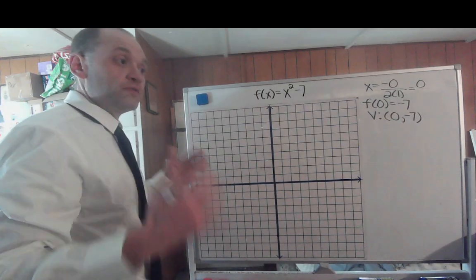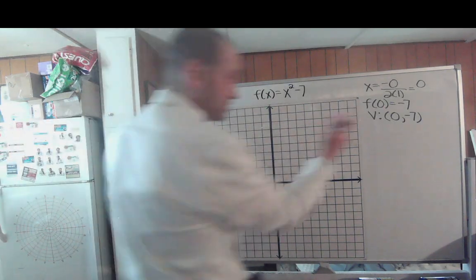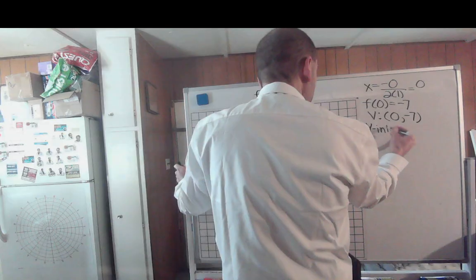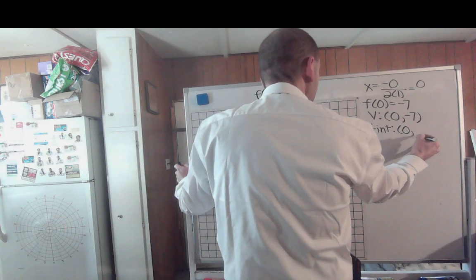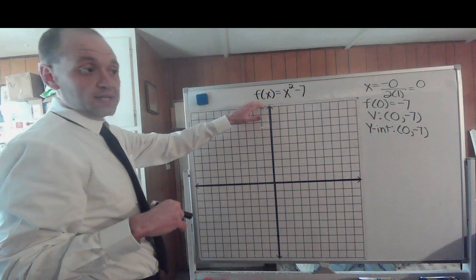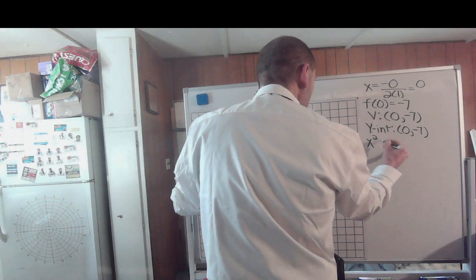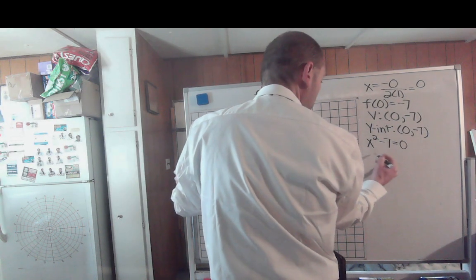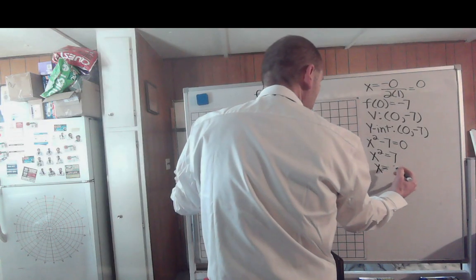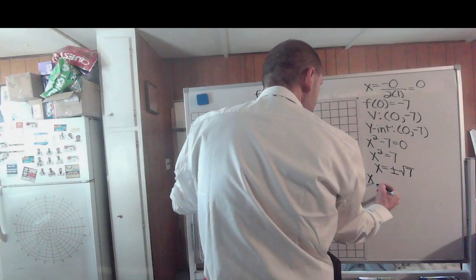Now, it's helpful to find your intercepts. Well, your y-intercept occurs when x is 0, so it just so happens your vertex in this case is also the y-intercept. So we do have a y-intercept at 0, negative 7. Now what about our x-intercepts? That occurs when y is 0, so we'll set this function equal to 0. So take that x squared minus 7, set it equal to 0. That would give you x squared equals 7, which should give you x equals plus and minus the square root of 7.